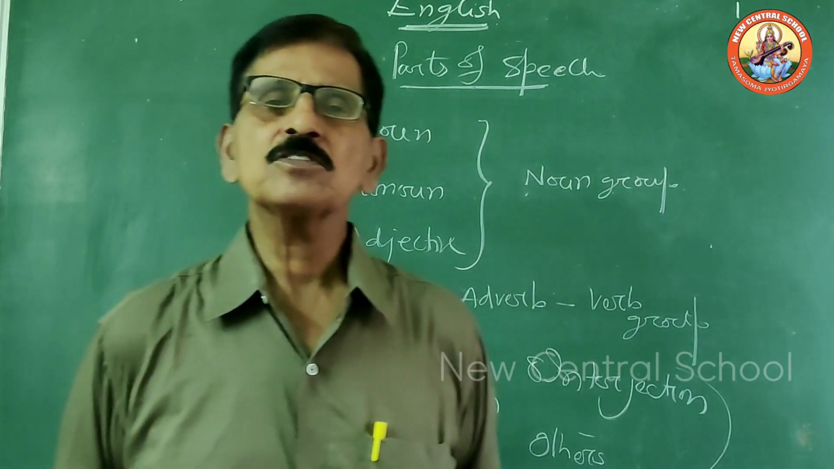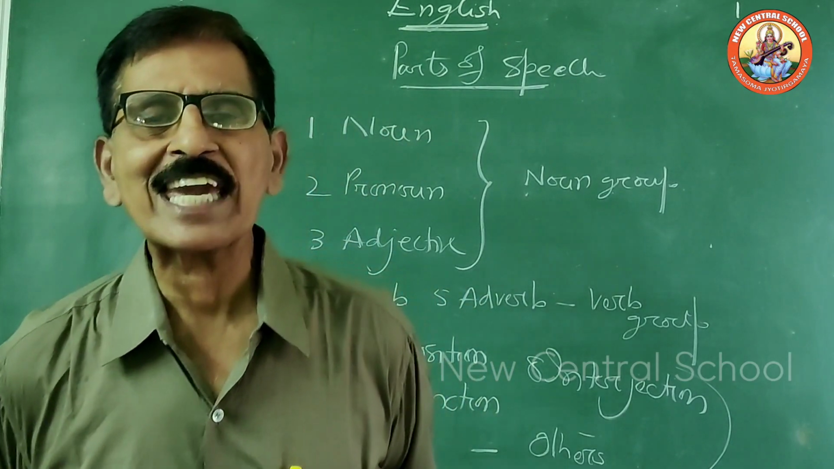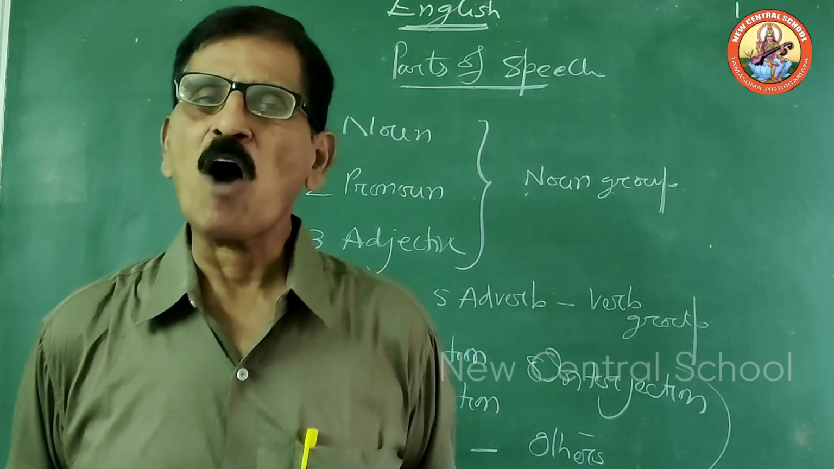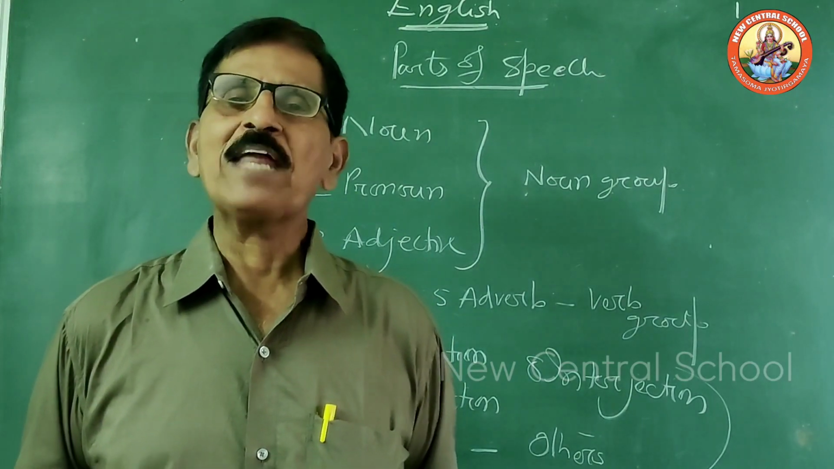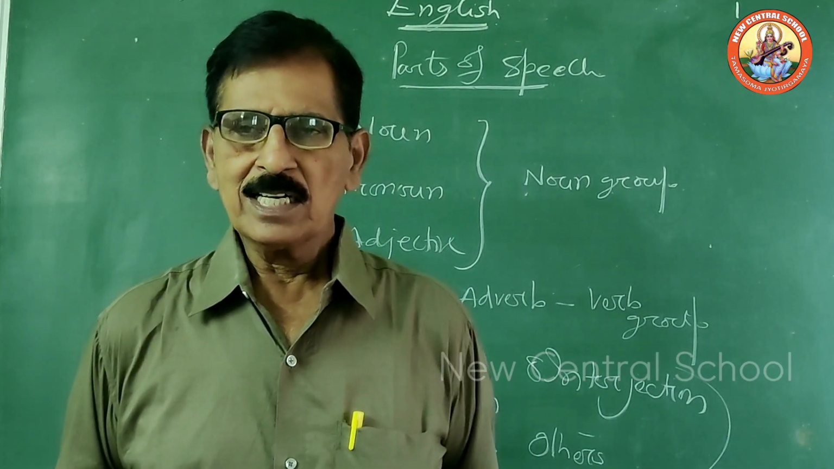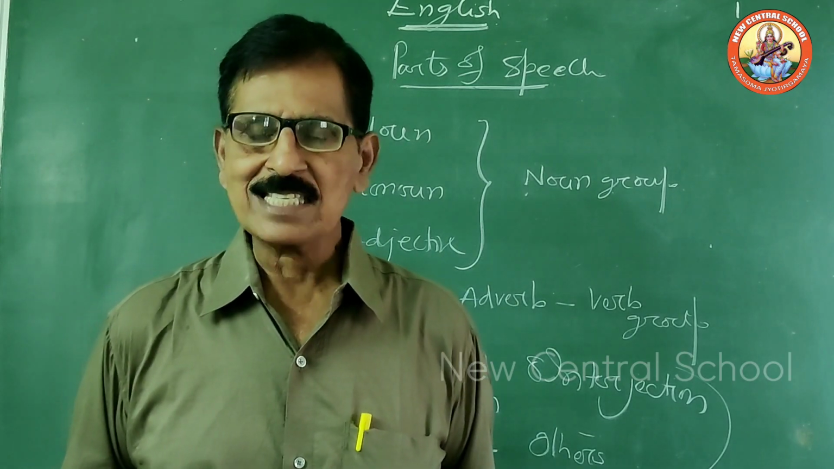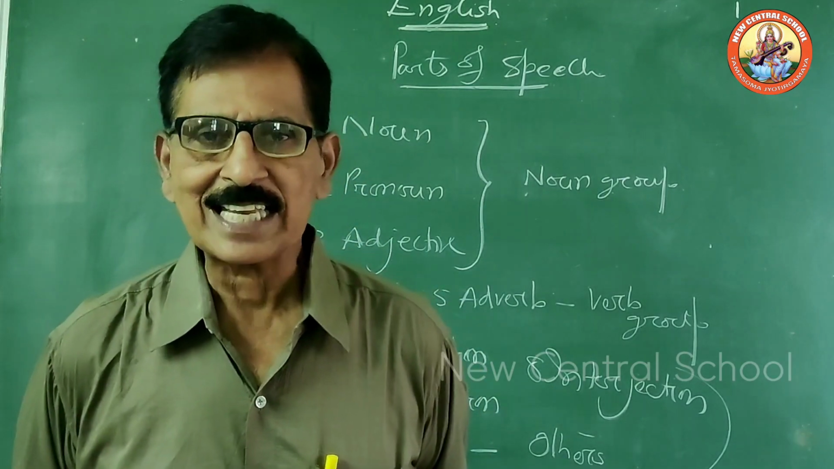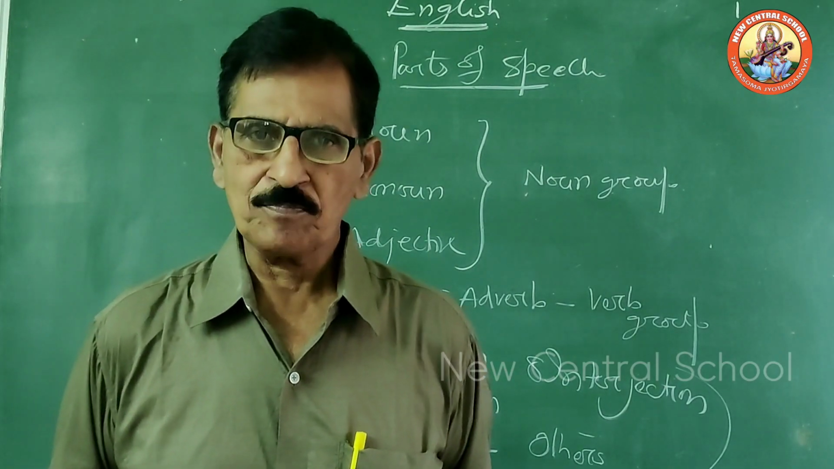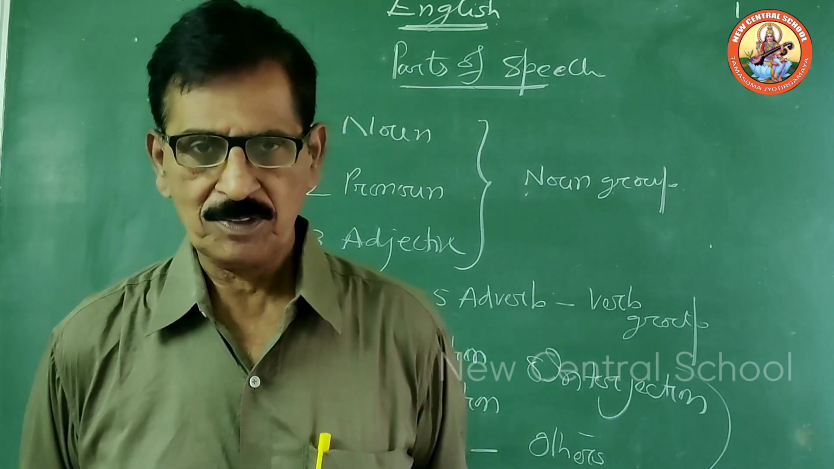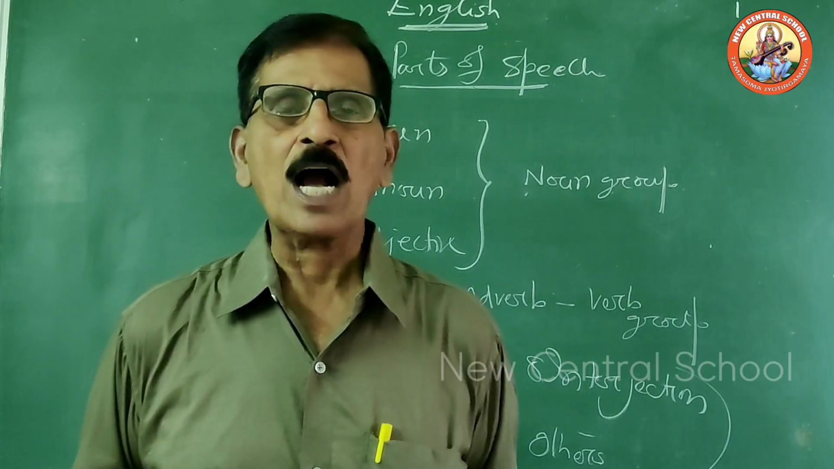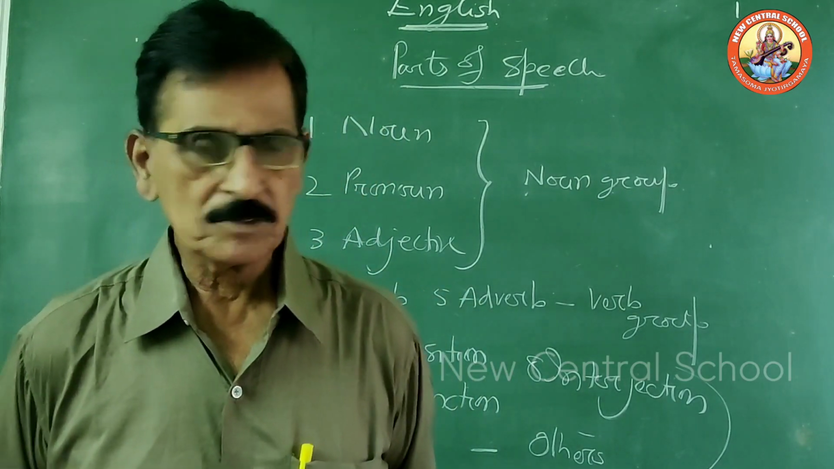Adjective is a word which adds meaning to the noun. He is a boy. He is a brave boy. This brave is called adjective. She is a girl. She is an intelligent girl. This intelligent is an adjective. It is a rose. It is a red rose. The red is adjective. Usually, adjective comes before the noun.